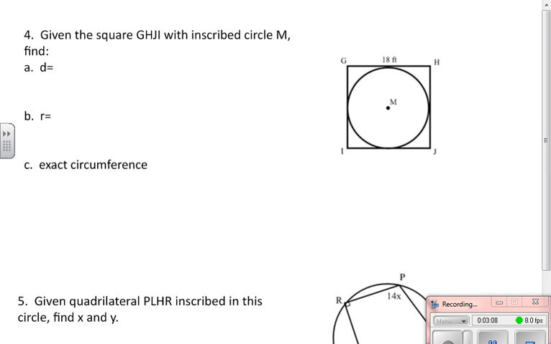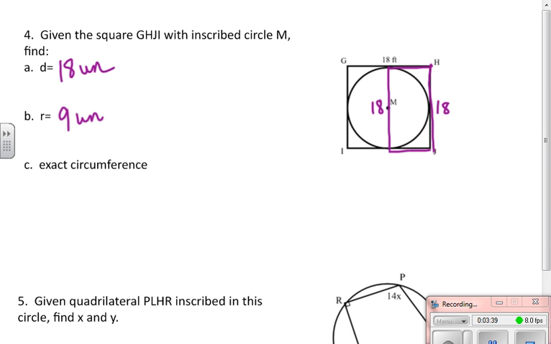Now, given this square with an inscribed circle, find the diameter and the radius. If this is a square, that means all the sides are equal. Again, if I draw in a diameter, because that's the most crucial measurement of a circle, that is exactly the same length as the side, so my diameter is 18 units. That means my radius is 9 units.